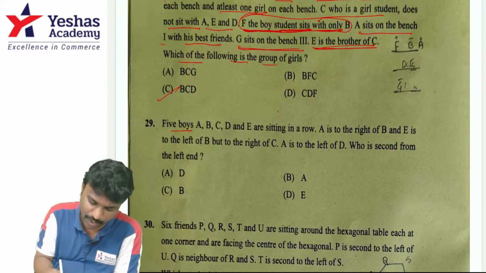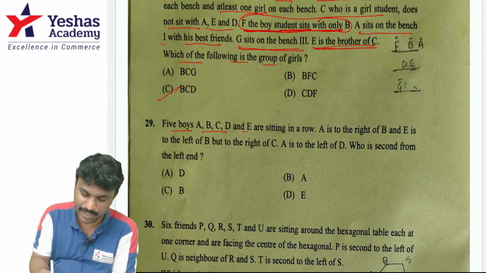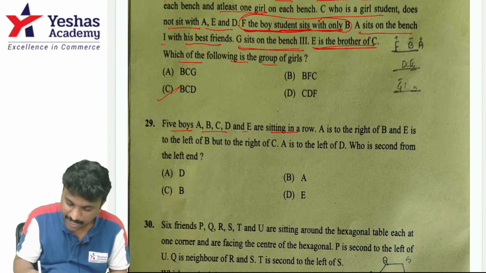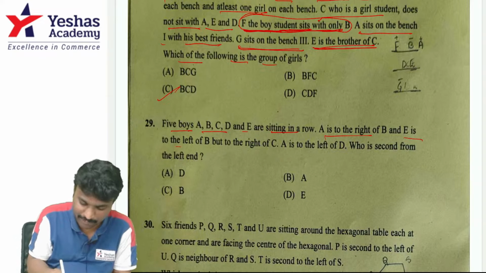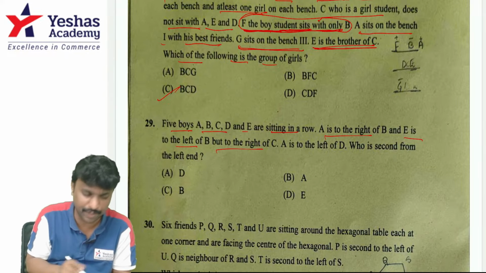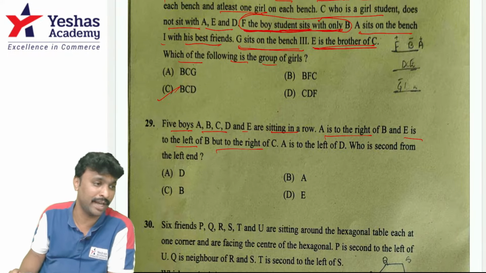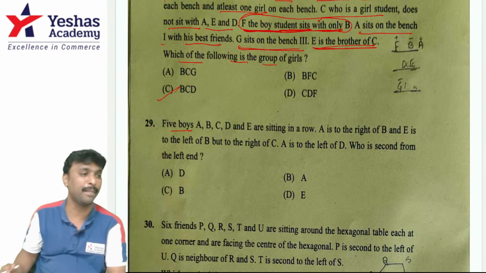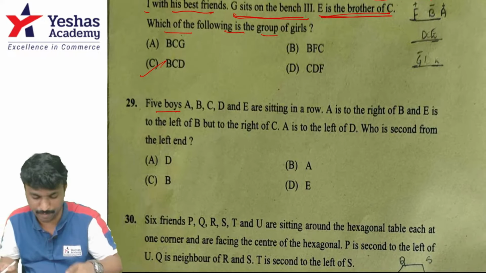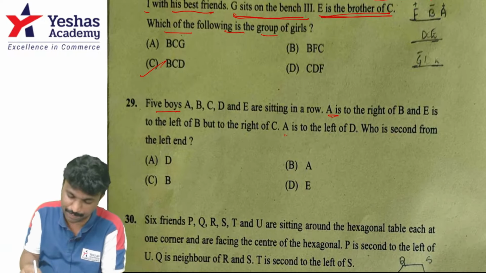29th question. Five boys A, B, C, D, E are sitting in a row. A is to the right of B. Is it a sure statement? No. E is to the left of B, not a sure statement. But to the right of C, not a sure statement. A is to the left of D, not a sure statement. None of the statements are sure. So what do you do? You pick a person referred to in more statements. Who is referred to in more statements? A is referred to in more statements.